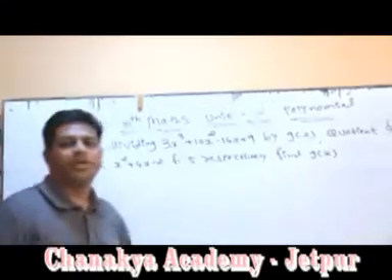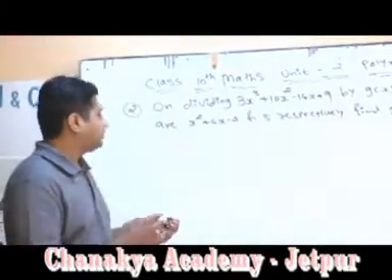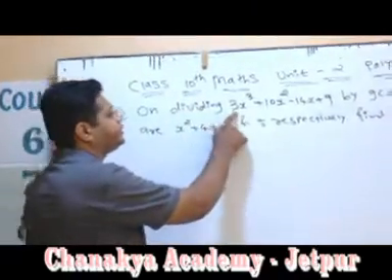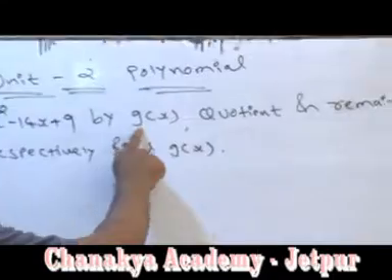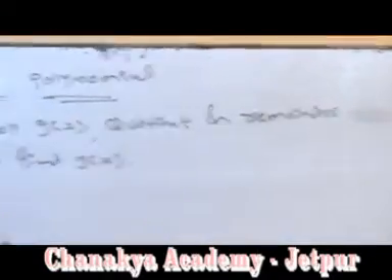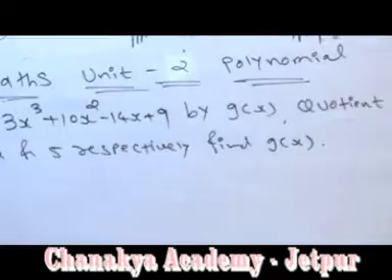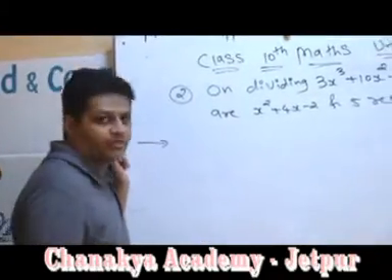Okay students, now we are moving to our next question with the same method. On dividing 3x cube plus 10x square minus 14x plus 9 by g of x, the quotient and remainder are x square plus 4x minus 2 and 5 respectively. Find g of x. Students, first of all we will again revise our formula.